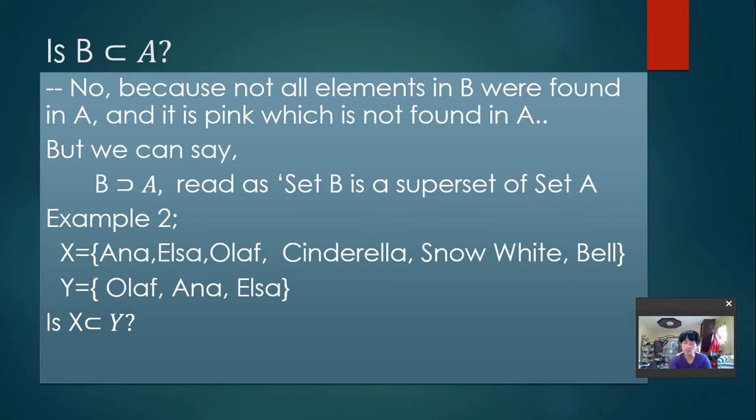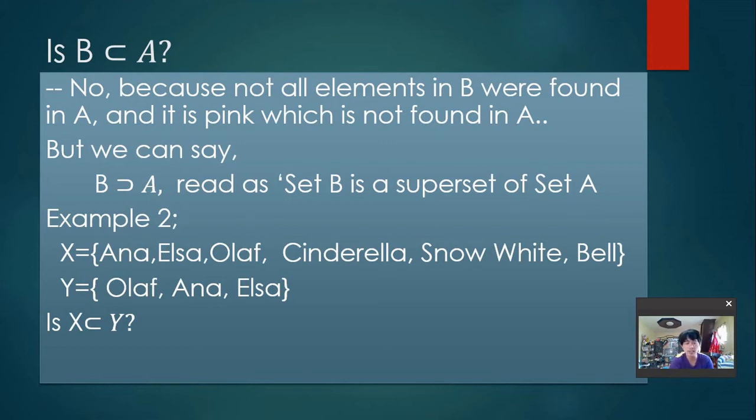And X, how many elements are in X? 1, 2, 3, 4, 5, 6. So there are 6. So the first question, is X a proper subset of Y? Do you know what proper subsets are? Let's review. Proper subsets. A set is a proper subset of another if all of the elements of the first set are found in the other set, but they don't have an equal number of elements.